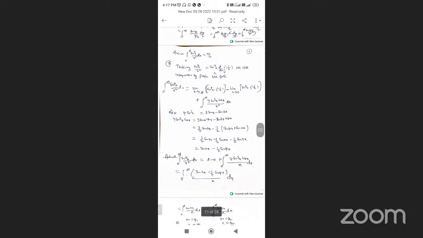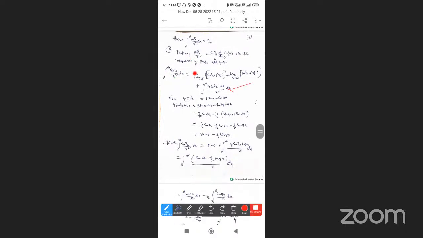So this is the 2 sin a cos b formula: 2 sin a cos b equals sin of a plus b plus sin of a minus b. Applying the formula to 2 sin 3x cos x, we get sin c plus sin d, which gives minus 1 by 2 into sin 4x plus sin 2x.